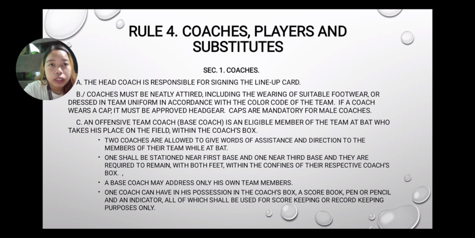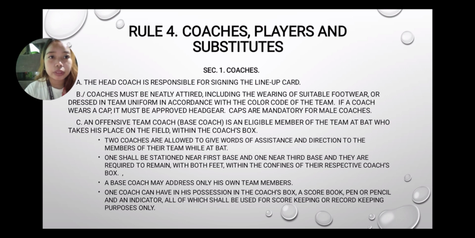Last rule, Rule 4: coaches, players, and substitutes. Coaches: the head coach is responsible for signing the lineup card. Coaches must be neatly attired, including wearing suitable footwear and dress in terms of uniform. An offensive team coach, the base coach, is an eligible member of the team at bat who takes his place on the field within the coach's box.